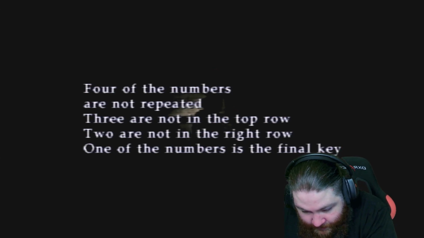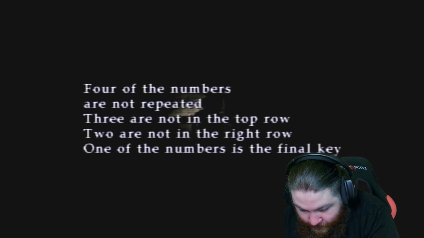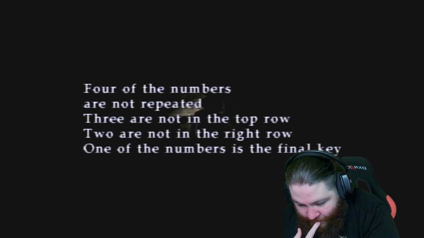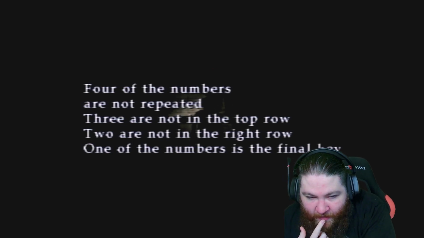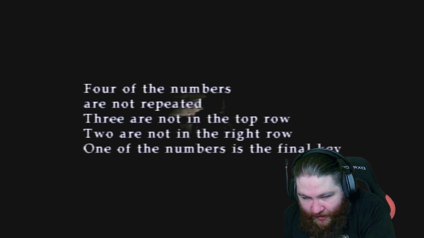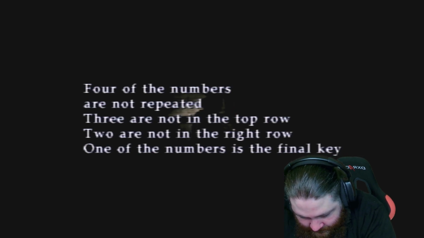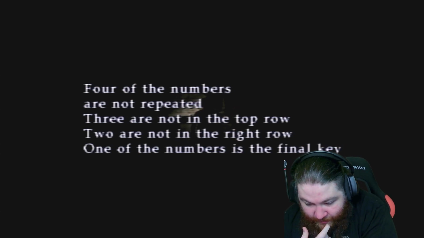Okay. So 3 are not in the top row, which means one of them is in the top row. So that means one of them is 1, 2, or 3. None of them are repeated. 2 are not in the right row, so two of them are not in the right row, which is technically a right column, which would be 3, 6, 9. So hold on. 1, 2, 3, 3, 6, 9. Okay. And 1 is the final key.